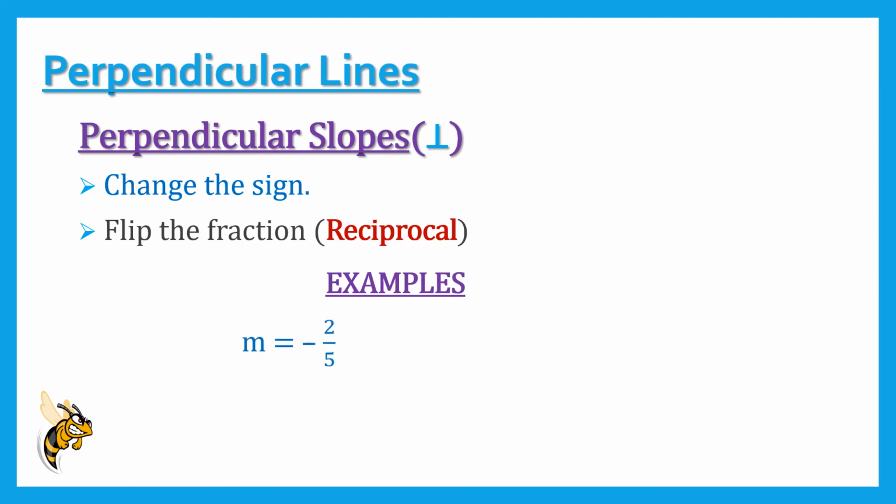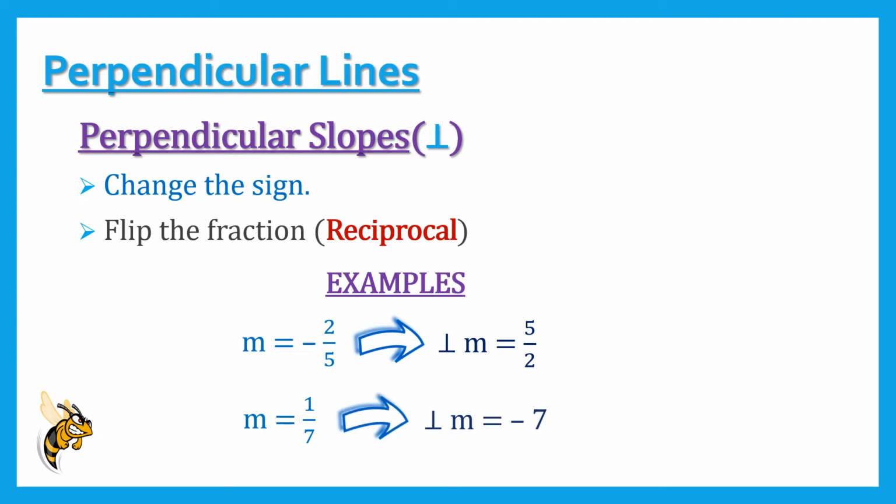Example, if the slope of one line is equal to negative 2 over 5, then the perpendicular slope would be positive because this was negative. Now it becomes positive, and instead of 2 over 5, it becomes 5 over 2. If it was 1 over 7, then the line that is perpendicular to it will have a slope of negative 7, because when you flip 1 over 7 it becomes 7 over 1, and anything over 1 is itself, so it's negative 7.